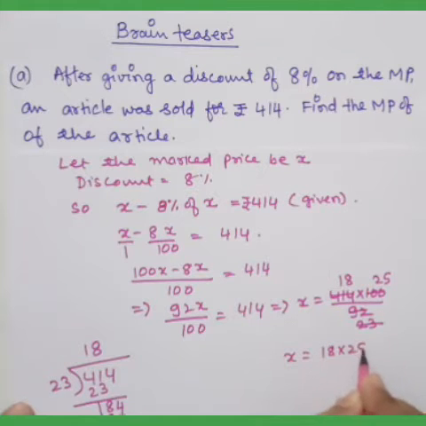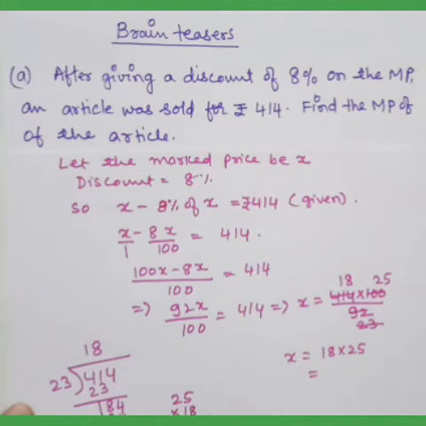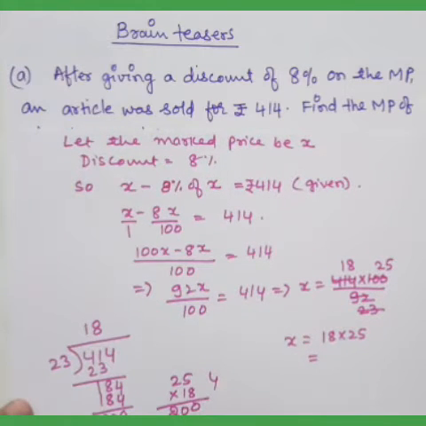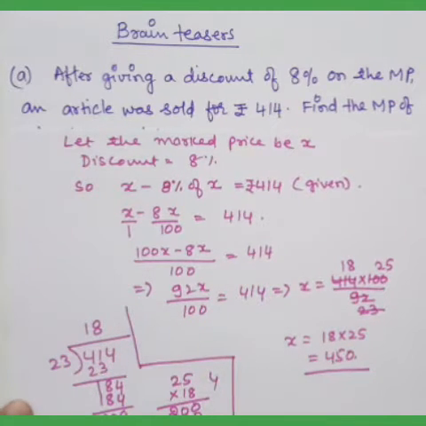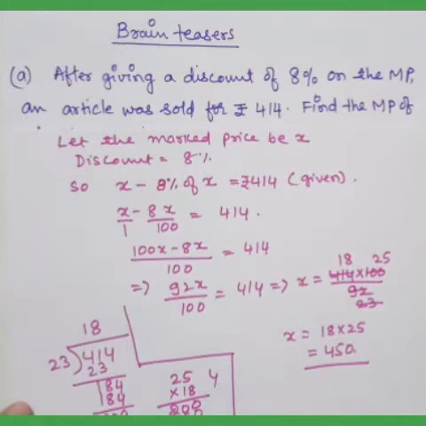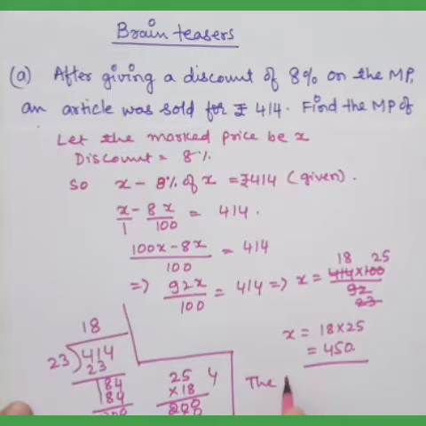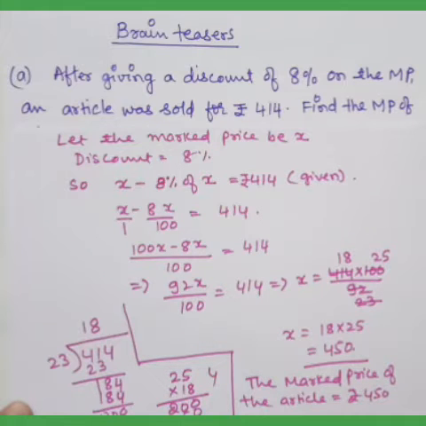X will be equal to 18 multiplied by 25. Now let us see 25 multiplied by 18, how much it is. 8 5s are 40, 4, 16 and 4, 20, so 200, then 250. So you are getting 450. So the mark price you have to find out. So the marked price of the article is equal to rupees 450.